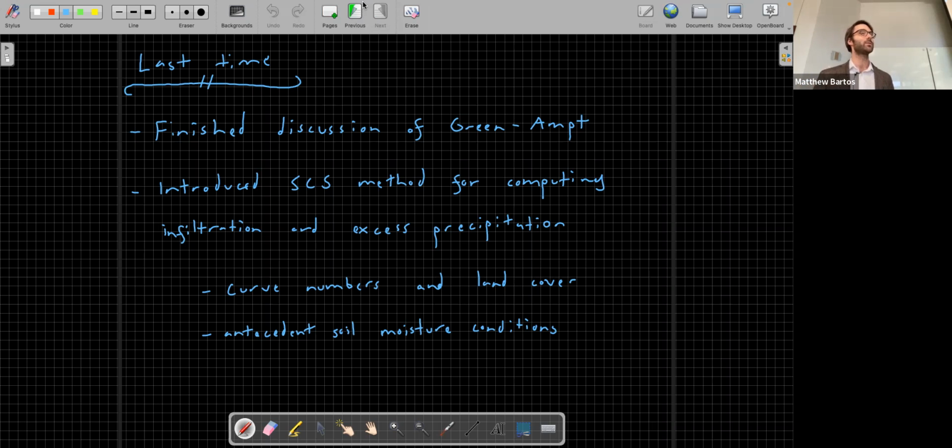We went through the procedures for how to apply the SCS method, how to compute curve numbers based on land cover and soil type data, and how to compute curve numbers based on antecedent soil moisture conditions. I gave you a quick example at the end of class where you apply the SCS method to determine infiltration and runoff. For the beginning of class today, I'm going to give you an example to work on that is a little bit more complex.